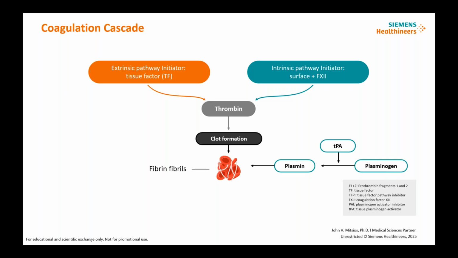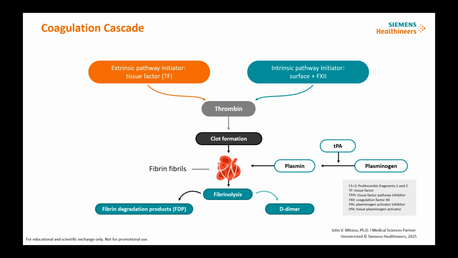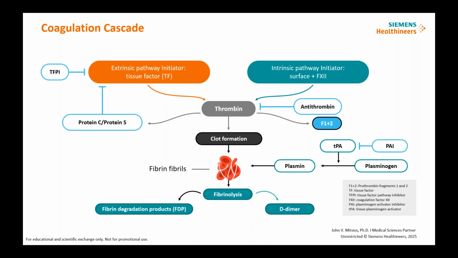From a fibrinolytic perspective, we have the activation of plasminogen via tissue plasminogen activator to plasmin, and the subsequent fibrinolytic process, resulting in the formation of fibrin degradation products, probably one of the most well-known markers of coagulation being D-dimer. In addition, we have a number of natural anticoagulants, such as protein C and protein S, and of course, antithrombin, which will actually play an integral role in today's conversation, especially as it interacts with heparin to facilitate its anticoagulant properties.